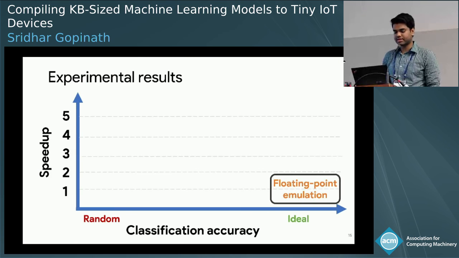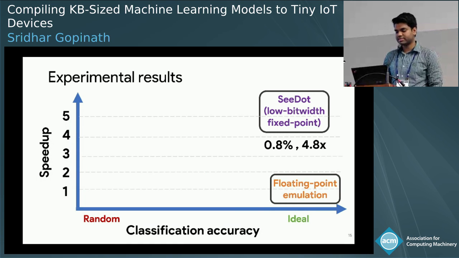To present our experimental results, I again use a graph with classification accuracy along the x-axis. The rightmost point refers to the classification accuracy of a floating point model, and the leftmost refers to the classification accuracy of a random classifier. On the y-axis is the speed up when compared to the floating point software emulation. The first comparison is with SeeDot. With SeeDot, the average accuracy loss is just 0.8% compared to the floating point models. But the speed up that we achieved is 4.8x compared to the software emulation.